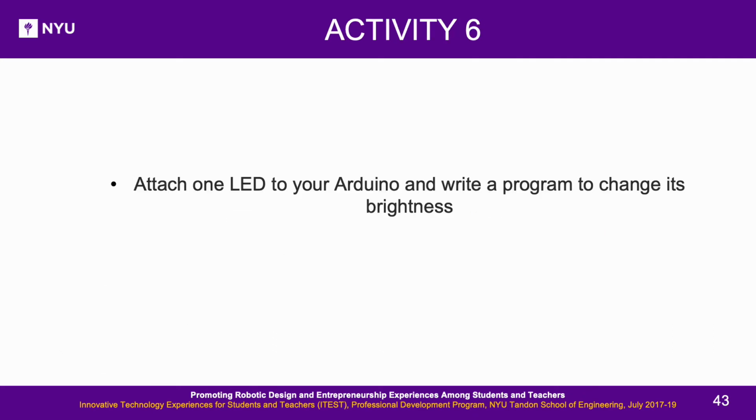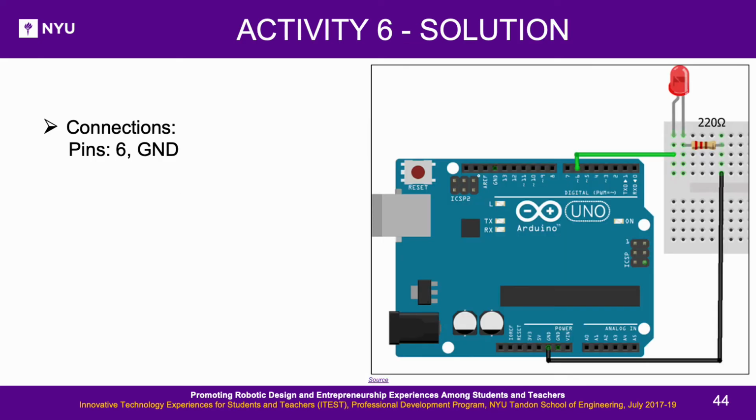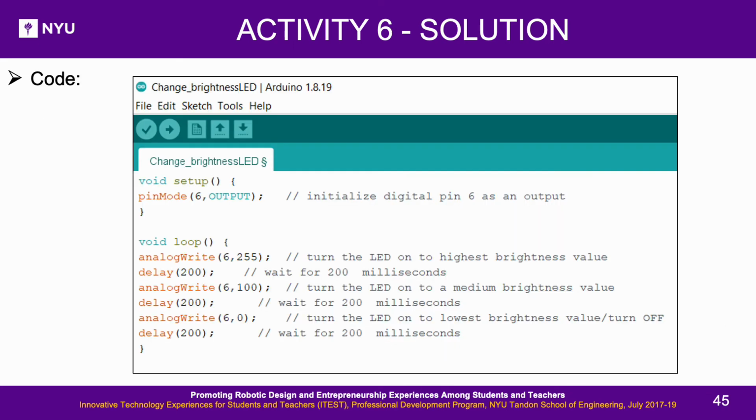Activity 6. Attach one LED to your Arduino and write a program to change its brightness. Activity 6 solution. Make connections with the LED connected to pin 6 in series with a 220 ohm resistor and ground as shown. The code is as follows.